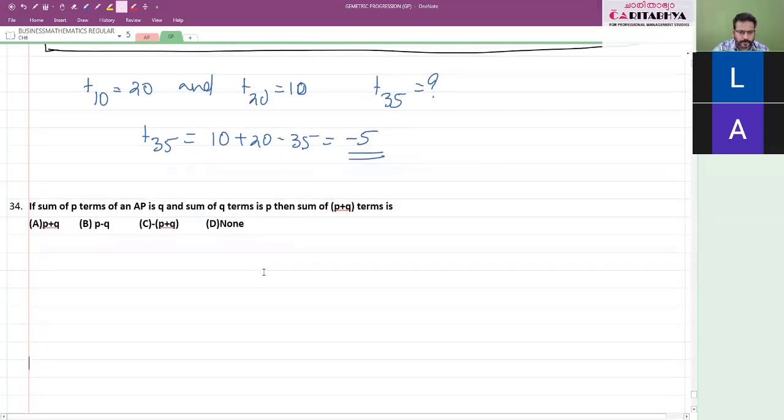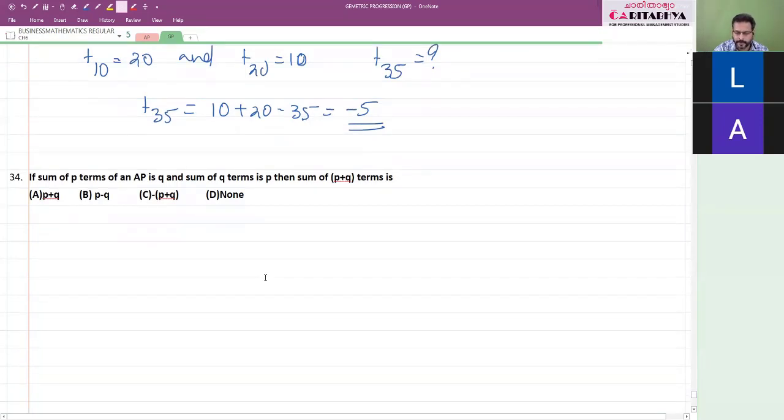The sum of P terms of an AP is Q, and the sum of Q terms is P. This is a property formula. First, we will prove it.